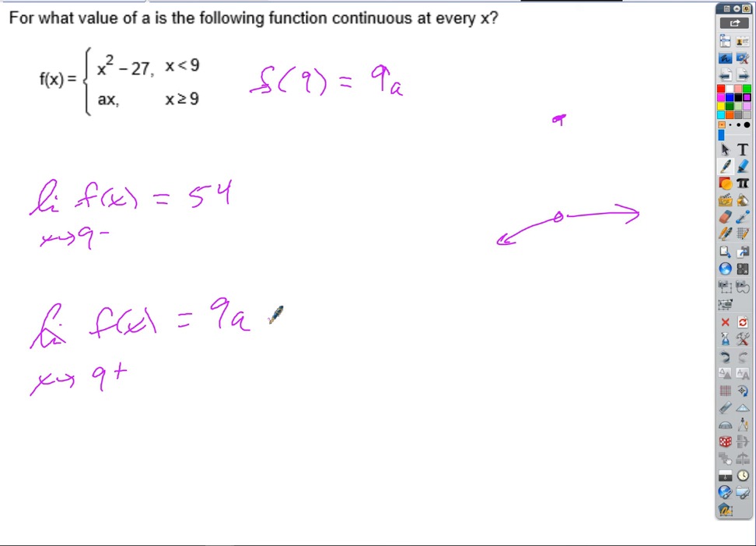What do I have to do then for this to be continuous? What has to be true? Yeah, those have to be equal, don't they? The limit from the left has to equal the limit from the right. And so with 9a equals 54, what's a?